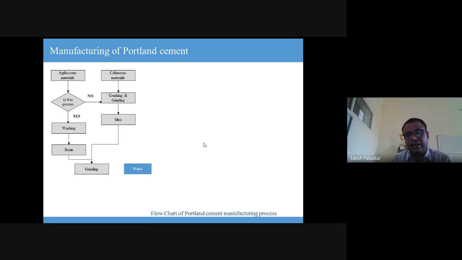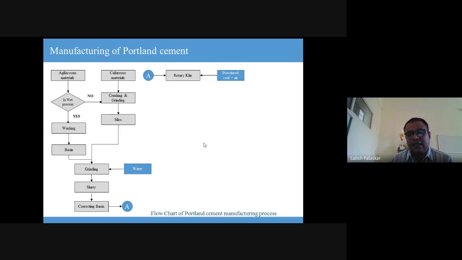Both the dry process and the wet process come to grinding after storing. During grinding, water is added, and when water is added, slurry forms. Then there is the correcting basin, to remove some impurities. Then it goes to the rotary kiln. Students, after this slide, I will show you a schematic diagram where you will see all these processes and how the process goes on.